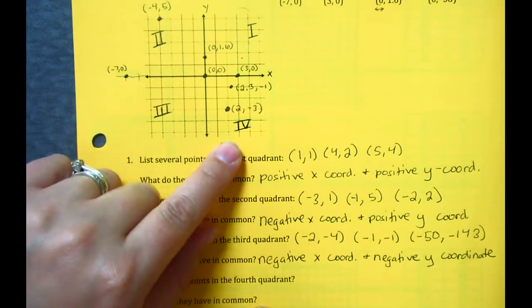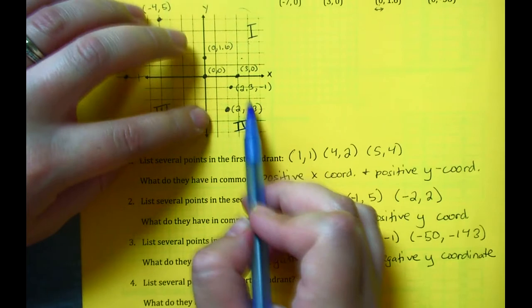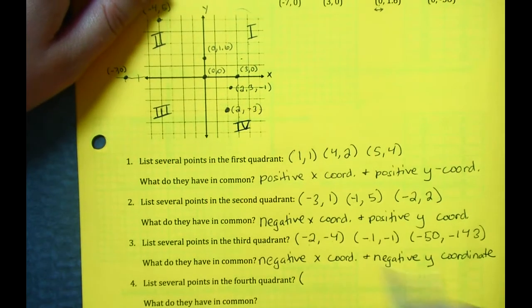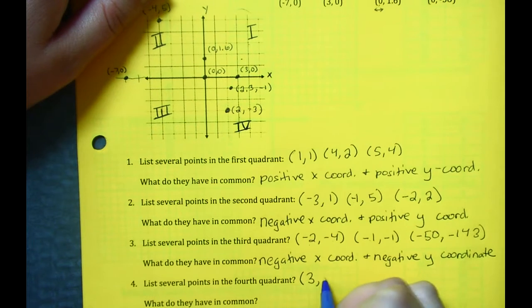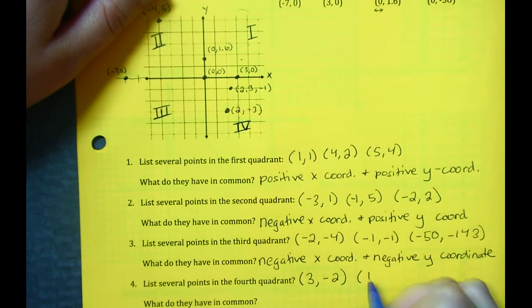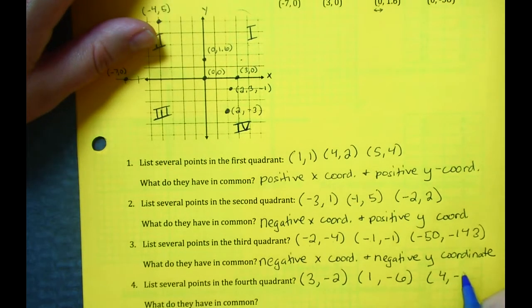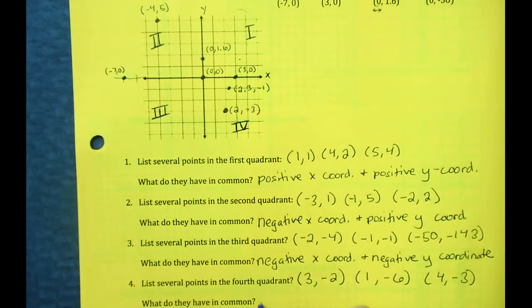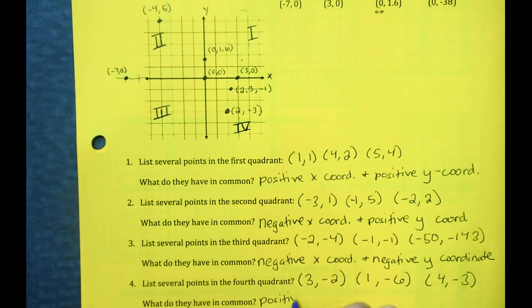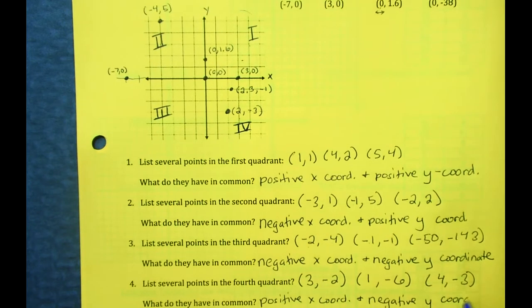Now to get to this fourth quadrant down here, we need a positive x and then a negative y because you're going to the right and then down. So I can pick any points that have a positive x-coordinate and a negative y-coordinate. 3, negative 2 would be in this fourth quadrant. I'll say 1, negative 6, and I don't know, a positive 4 and a negative 3. As long as it is a positive x-coordinate and a negative y-coordinate.